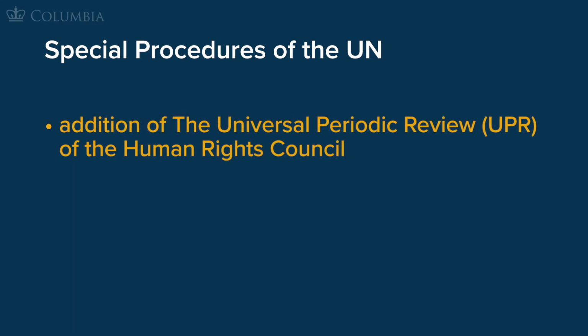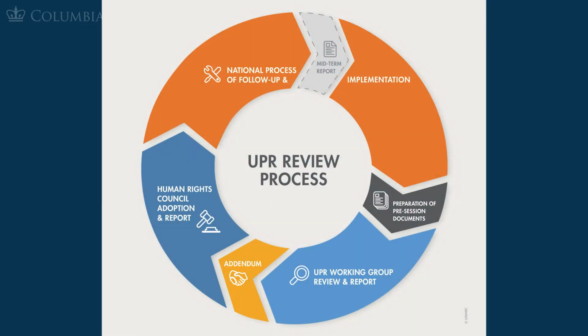Finally, the Universal Periodic Review, UPR, of the Human Rights Council is a relatively recent addition to the monitoring efforts of the UN, whereby all states undergo a periodic review of their human rights record by states that form part of the Human Rights Council. Here, again, information of civil society is included in the considerations.